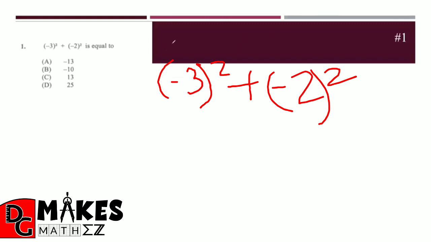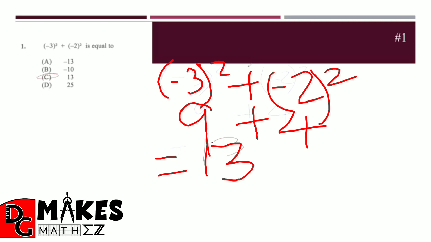-3 squared plus -2 also being squared. When you square a negative number, it's important that you know the answer is going to be positive. So if I square -3, I get 9, and if I square -2, I get 4. And so my final answer is going to be 13, and that would have been C. All right, done. And we are going to move to our next question.